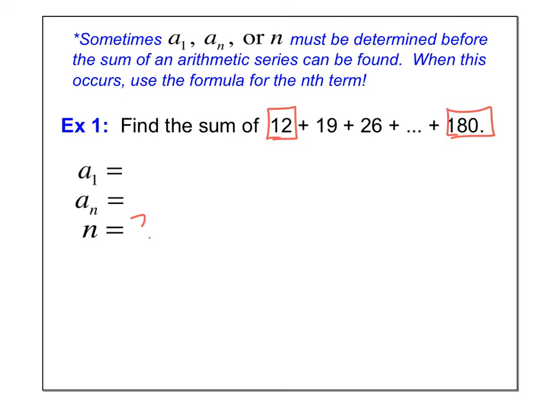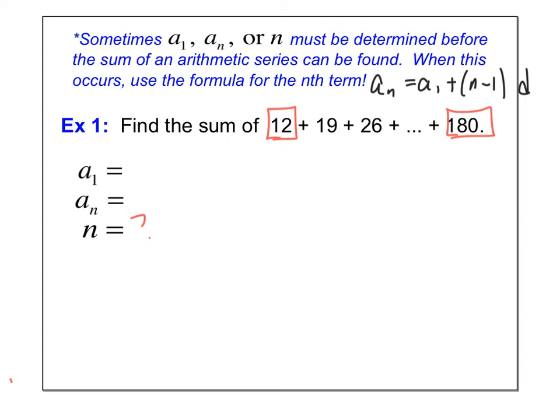When this occurs, we have to use the formula for the nth term. Now that we talked about on Friday, and that equation is this: a sub n equals a sub 1 plus n minus 1 times the common difference. So to help us find the number of terms n in this particular sequence, we will use a sub n equals a1 plus n minus 1 times the common difference to figure it out.